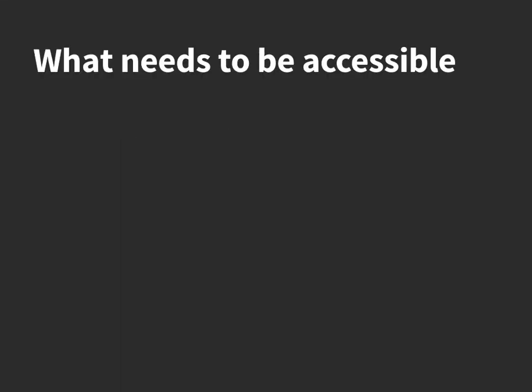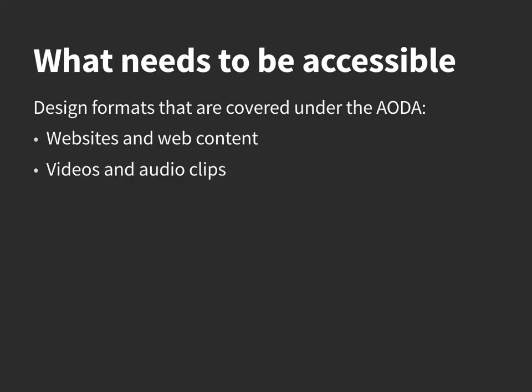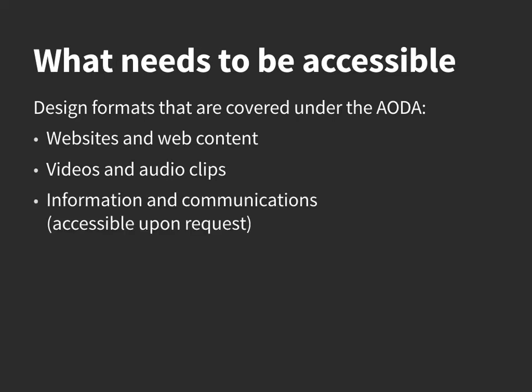So now that we know what accessibility is, what needs to be accessible? Design formats that are covered under the AODA are websites and web content, videos and audio clips, information and communications. Now sometimes print information, which by its nature is inflexible, can only be accessible upon request. So just bear in mind that that's something that you may need to have ready.